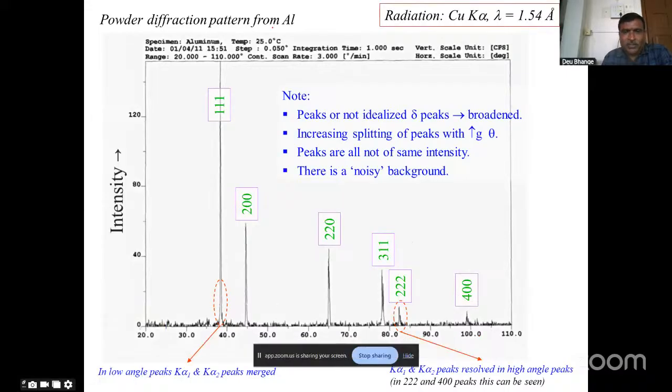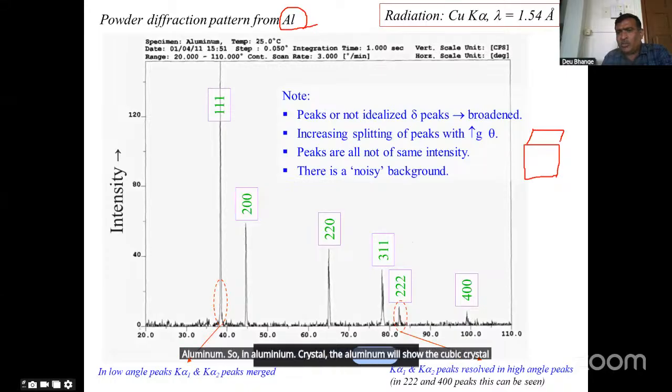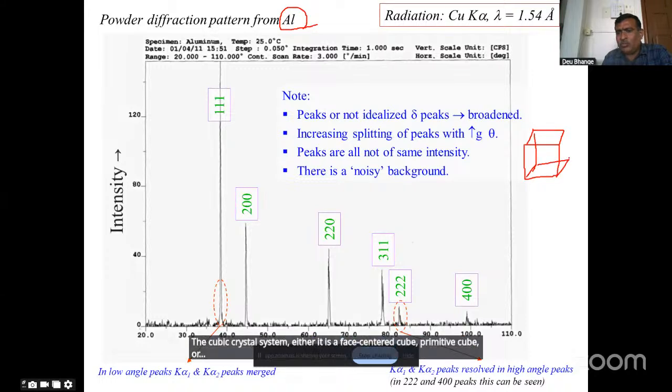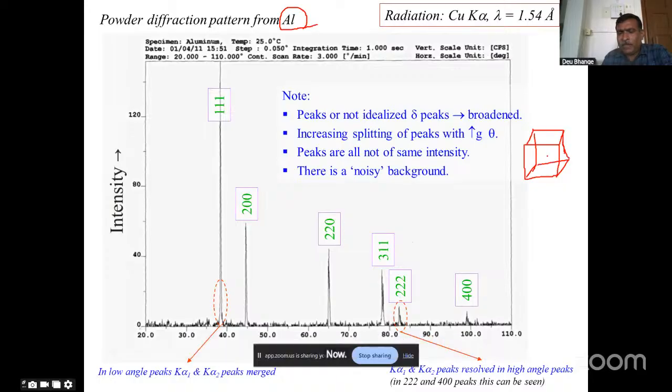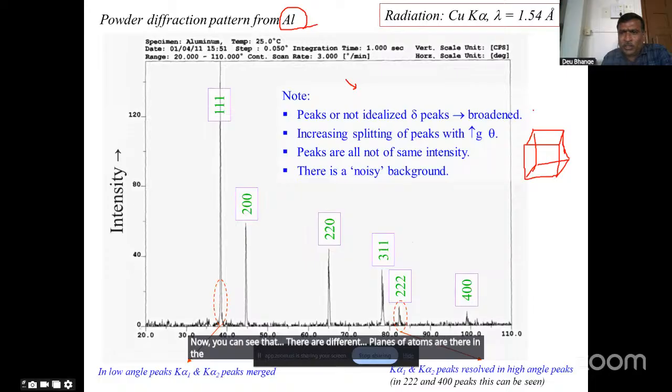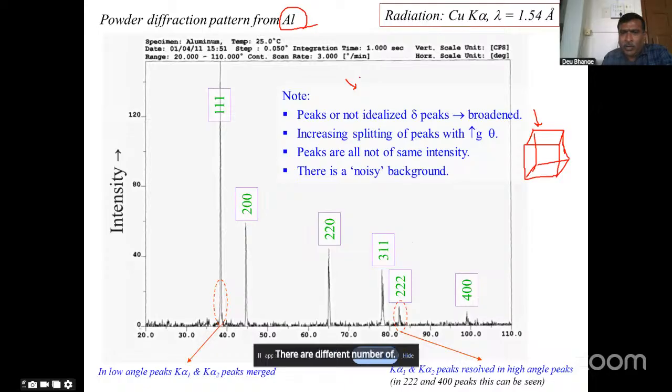This is the XRD pattern of aluminum powder. Aluminum shows the cubic crystal system. Most of the metals have a cubic crystal system, either face-centered cube, primitive cube, or body-centered cube. Now you can see that there are different planes of atoms in the aluminum unit cell. In this unit cell, there are different numbers of atomic planes.